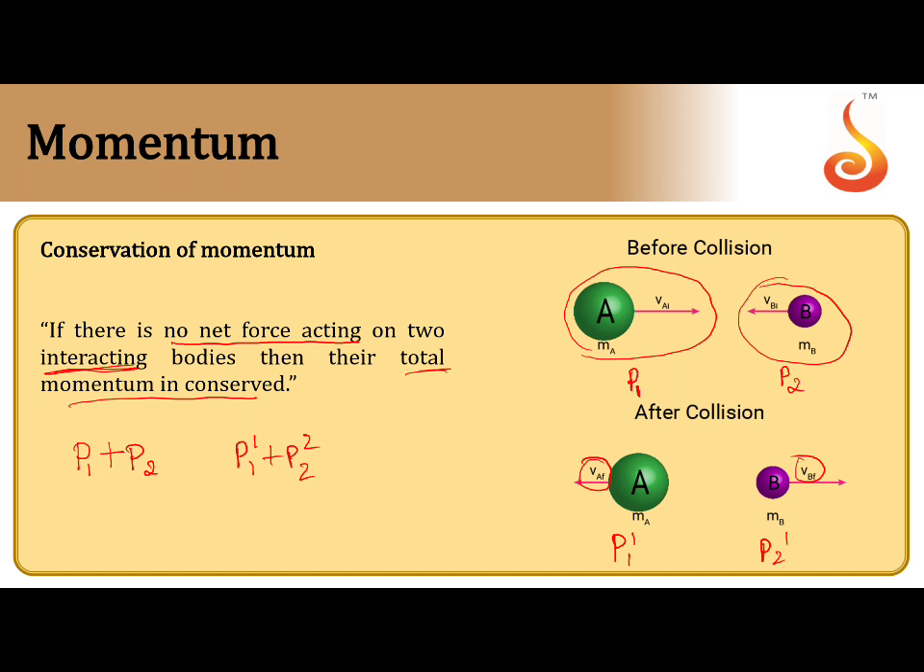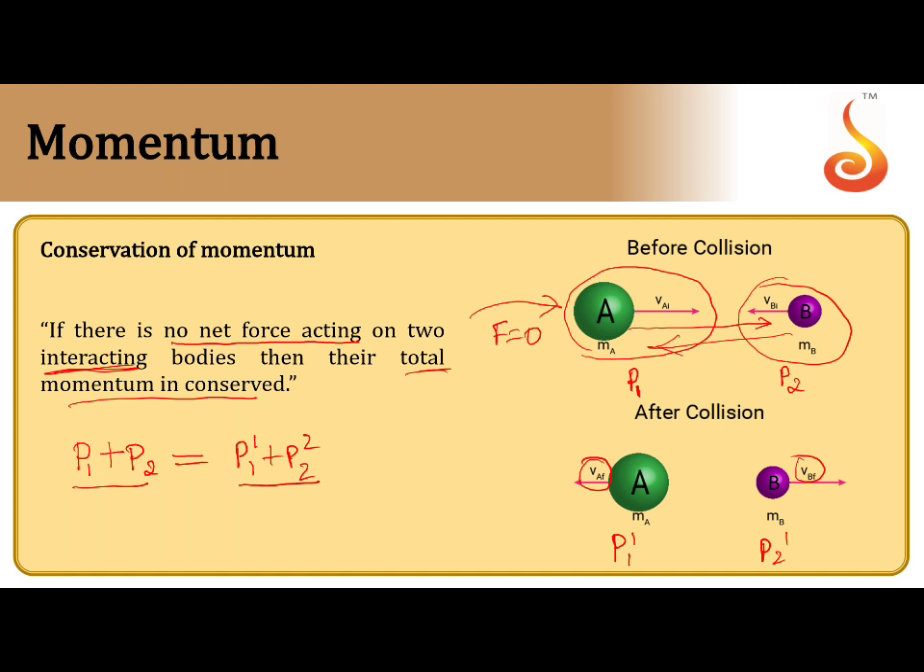So according to conservation of linear momentum, as there is no external force acting on them, the force is only between the two. This may push this or this may push this. That force is only between the two. There is no external force. In that case, the total momentum before collision will be equal to the total momentum after collision.